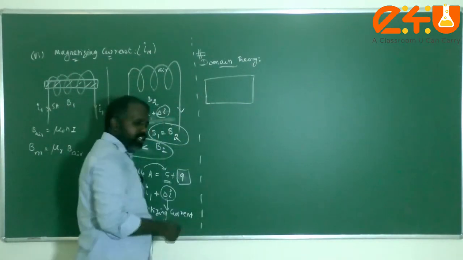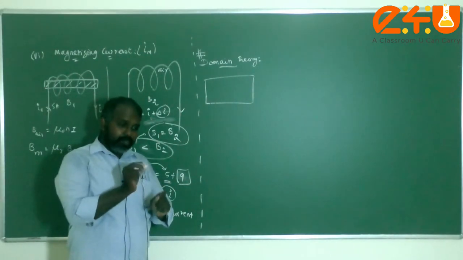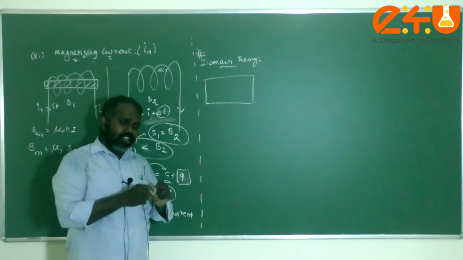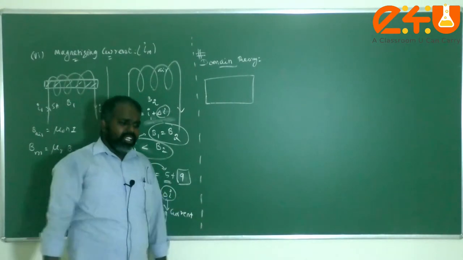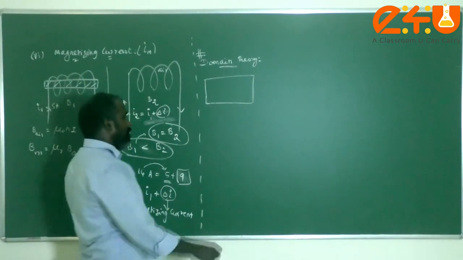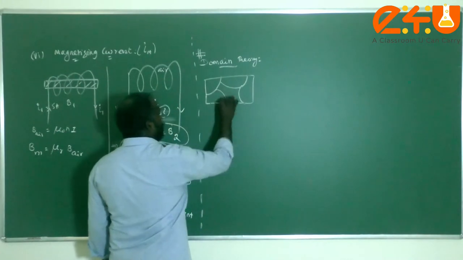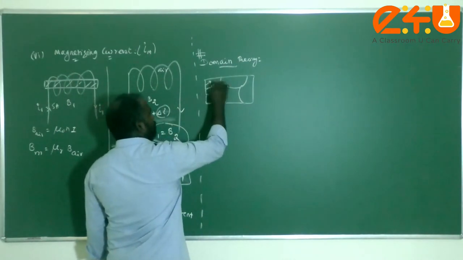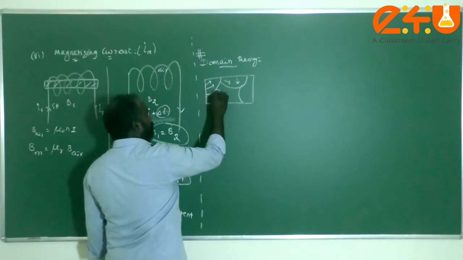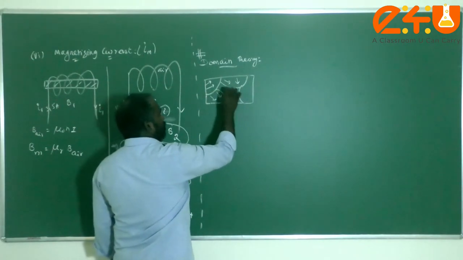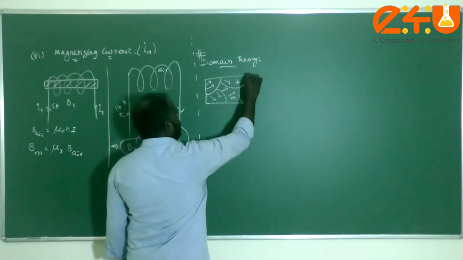In any material, each atom or molecule can behave like a small magnet. That is, each atom or molecule behaves like a magnetic dipole, a small magnet. But in different regions, they are aligned in different directions. The atomic or molecular magnetic moments are aligned in different directions.